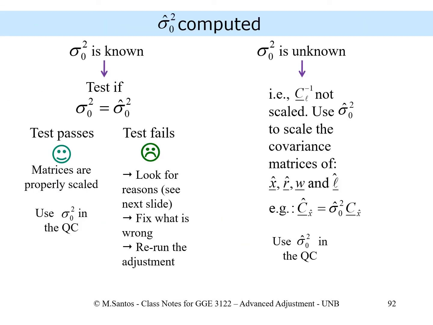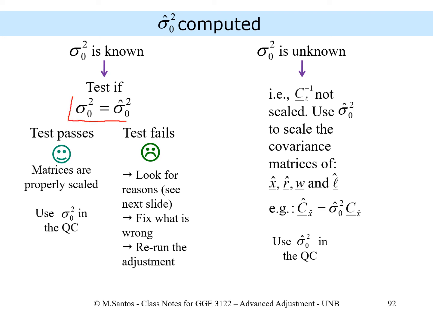But what happens if this test fails? That's something very intriguing, because sometimes in practice we may have the a priori variance factor equal to 1, and then we compute the a posteriori variance factor, and it may be equal to, I don't know, 5 million. And you say, what the heck are you doing? Of course, if you test, it's going to fail. So let's look at what happens if we do the test.